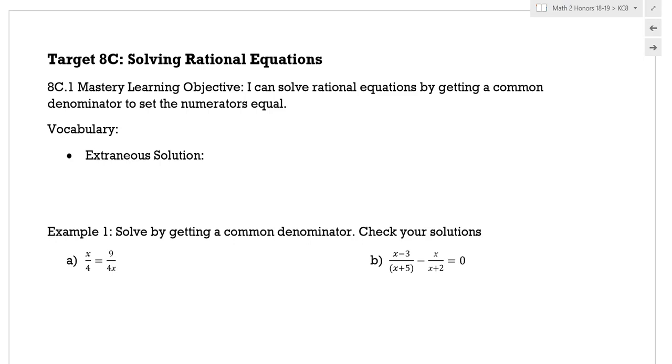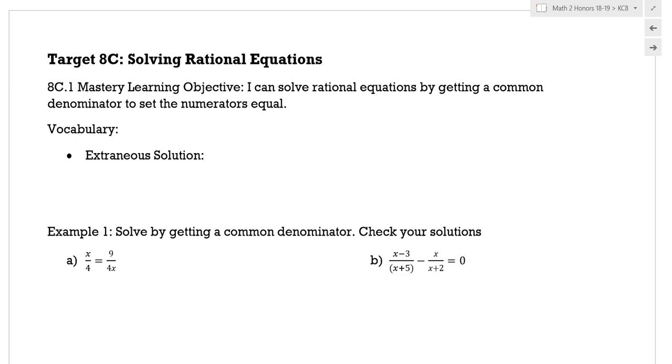All right, we are now looking at 8C.1. And 8C is all about solving rational equations. Before, we were simplifying expressions, and expressions don't have an equal sign in them. Equations do have an equal sign in them, so we'll get our final answer as x equals something. Okay? So 8C.1 is I can solve rational equations by getting a common denominator to set the numerators equal.